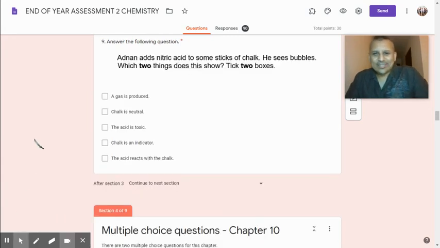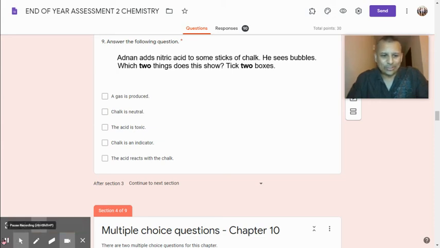Adnan adds nitric acid to some sticks of chalk and sees bubbles, so obviously a gas is produced. The interesting thing is that the nitric acid is reacting with calcium carbonate and you're forming carbon dioxide. So what's actually happening is that the acid is reacting with the chalk. This is quite a straightforward question, and it was good to see that hardly anyone was caught out on this one. The only time people were caught out was when they went in and thought that maybe there's just one answer, even though the number 2 is highlighted in bold twice in the question.